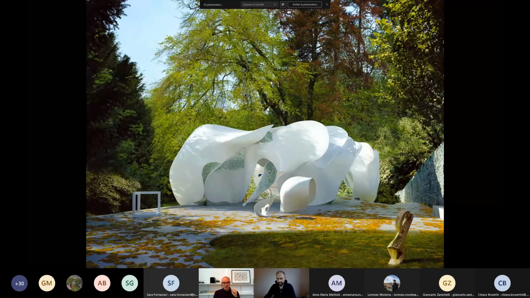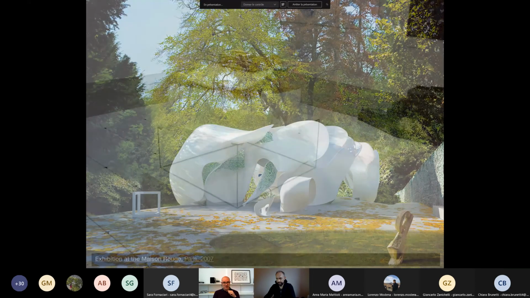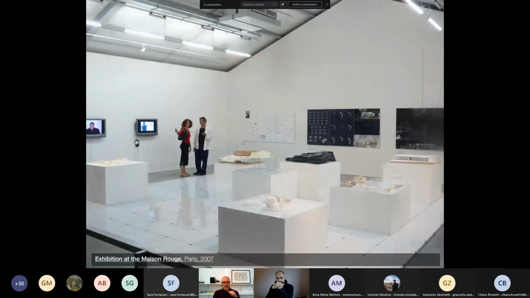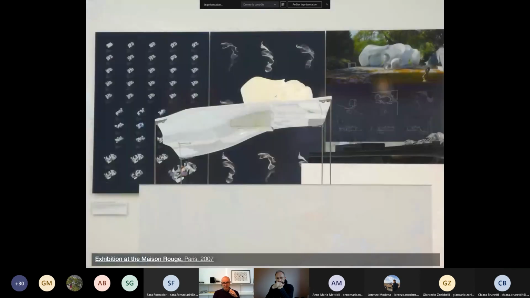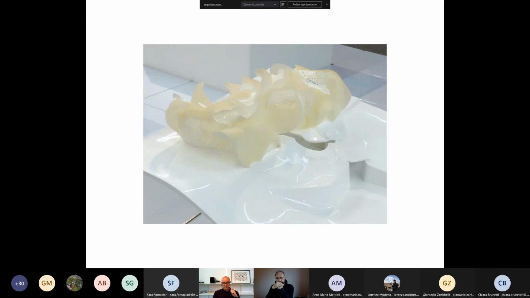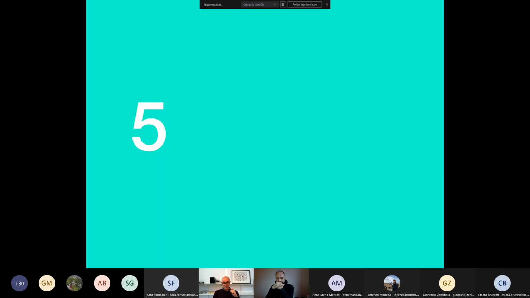Obviously, at that time, it would have been almost impossible to build this for a cheap price. But now we can do it with large-scale 3D printing machines, and you will see that later. So this is the model for this pavilion. And here a closer view of it.